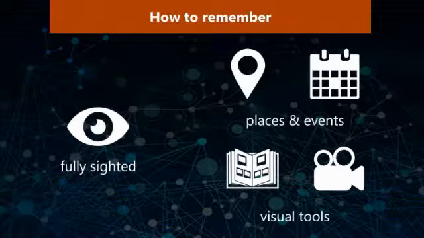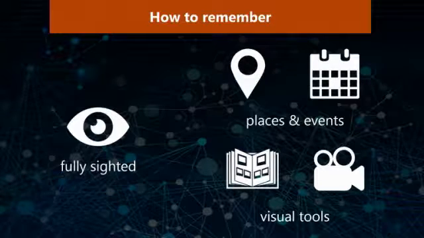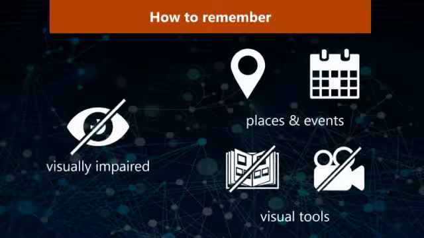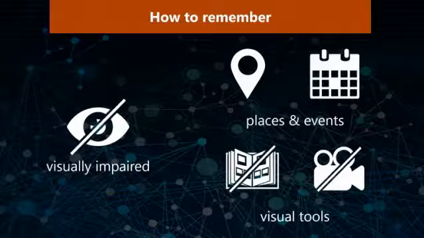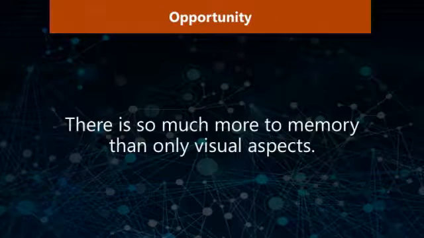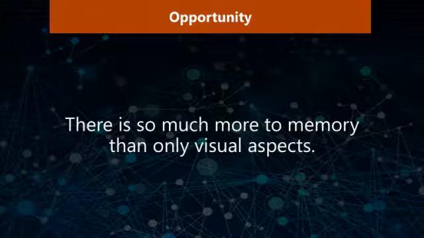And as for fully sighted people, they rely on visual aspects such as photography and video. And how about the visually impaired? They don't rely on visual aspects, but they still have the connections between places, events, and their moments. That's the point. There is so much more to memory than only visual aspects.